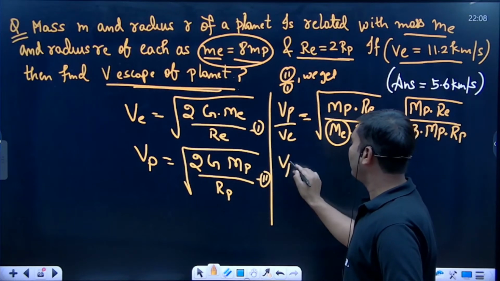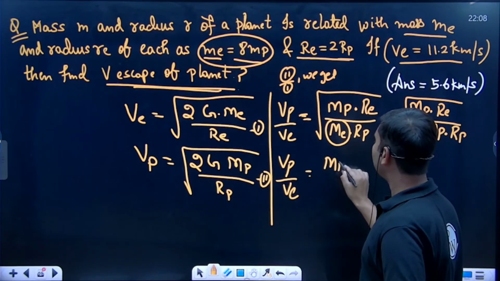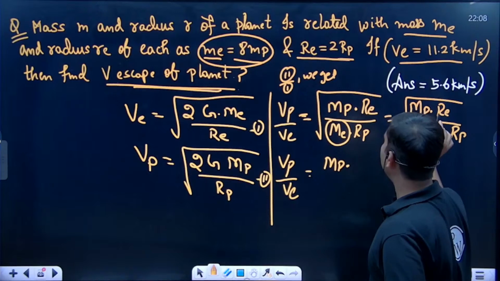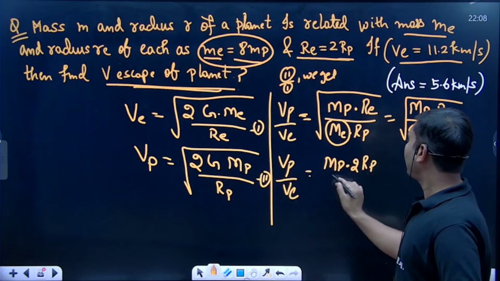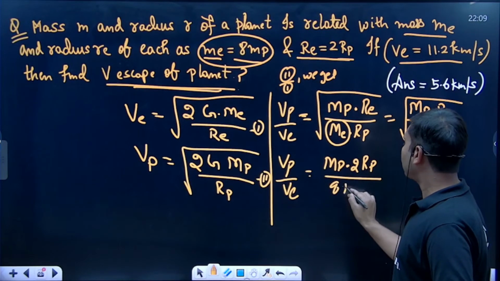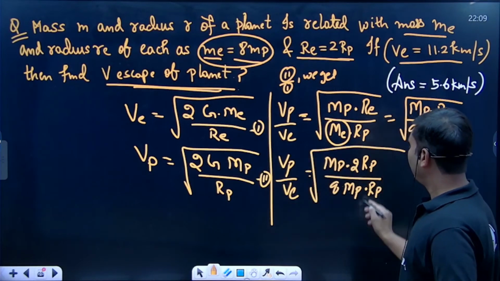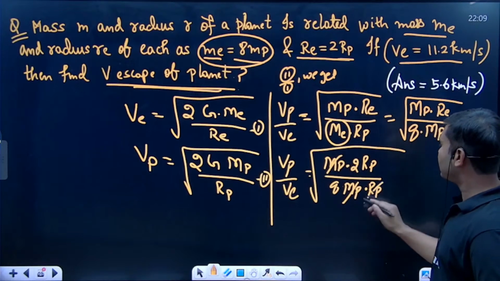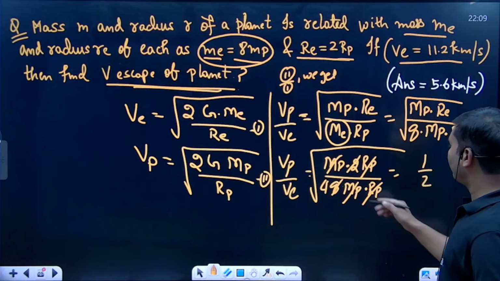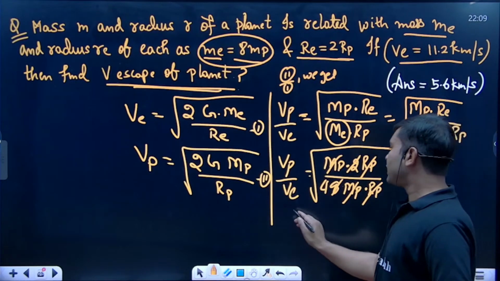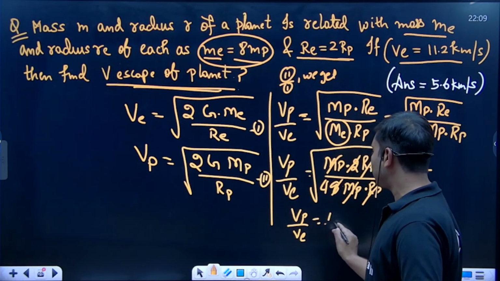So Vp upon Ve will be equal to Mp, that is the mass of planet, into radius of Earth, which is 2 times radius of planet, divided by 8 into mass of planet into radius of planet, all under root. Mp cancels out with Mp, and Rp cancels out with Rp, and this will be 4. If we take the square root of 1 by 4, this becomes 1 by 2. Means the velocity of planet divided by velocity of Earth is equal to 1 by 2.